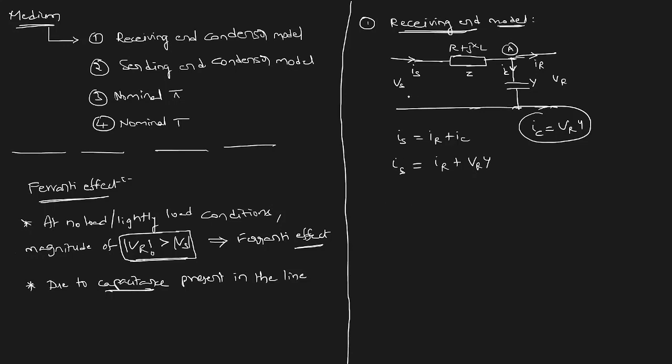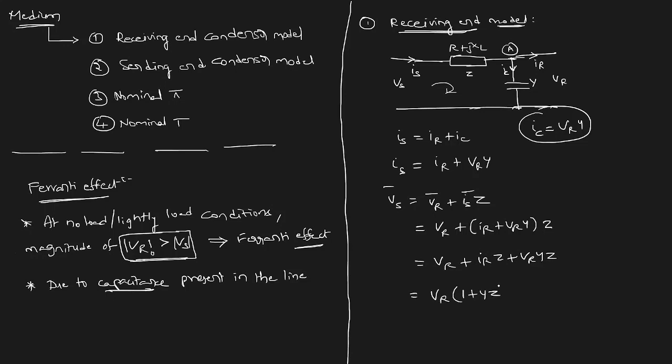Now apply KVL here. If you apply KVL, Vs will be equal to VR plus Is into Z. Therefore, what is Is here? Is here is IR plus VR Y. Into Z. Therefore, VR plus IR Z plus VR into YZ. Therefore, VR into (1 plus YZ) plus IR into Z. This is a representation.